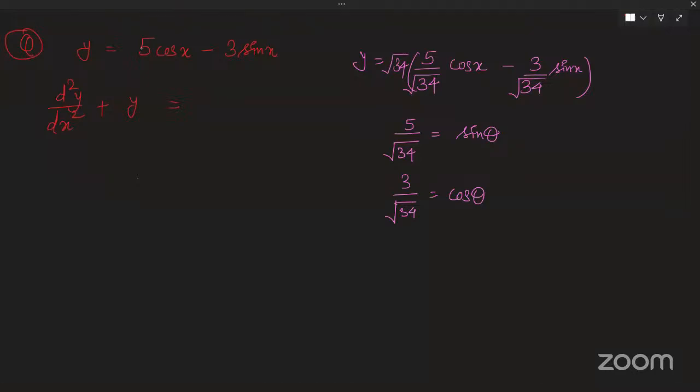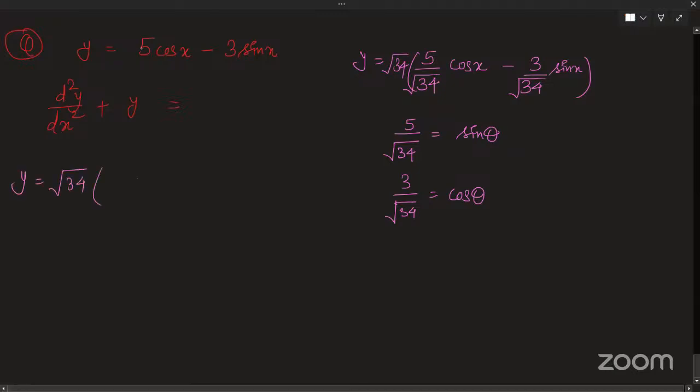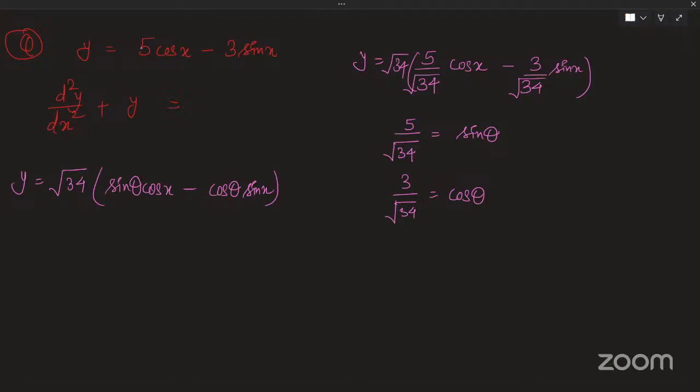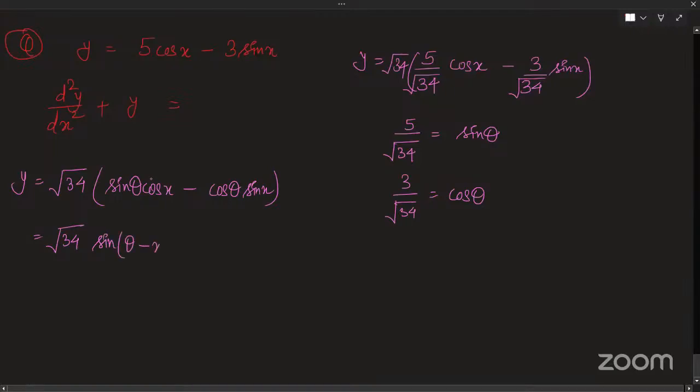So it will become like this. I can write my y as square root of 34 into sine theta cos x minus cos theta sin x. Can you tell me which formula this is? Sin A cos B minus cos A sin B. Does it look familiar? Sine of A minus B, right?